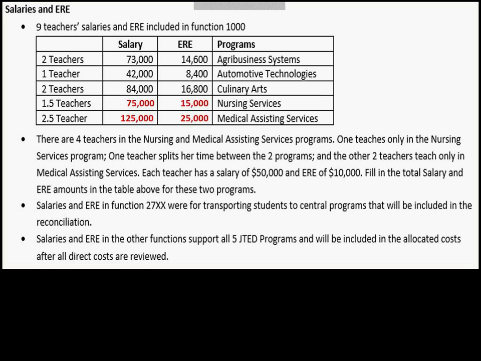You'll notice that we included in another bullet that salaries and ERE in function 2700, which we saw on the accounting data table, were for transporting students to central programs. Those will be included in our reconciliation when we get to that after direct costs. We also noted that salaries and ERE in the other functions support all 5 JTED programs, so those will be included in allocated costs after we review direct costs.